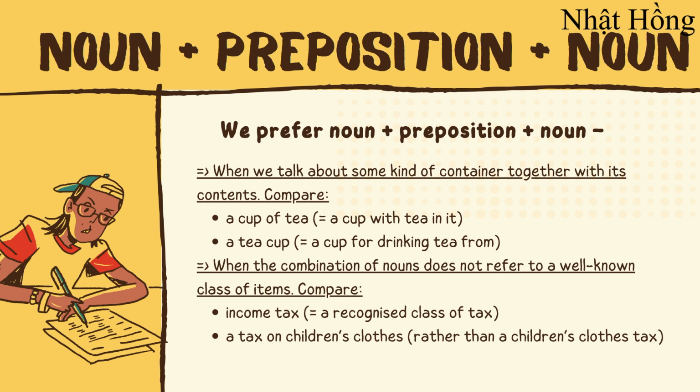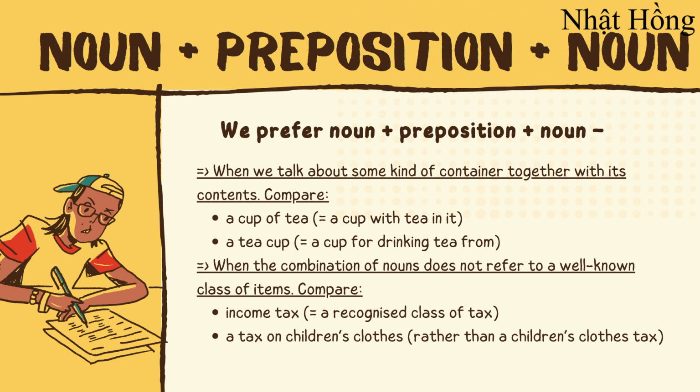Next, let's move on to noun plus preposition plus noun. We prefer this structure when we talk about some kind of container together with its content. For example, we say a cup of tea, meaning a cup that has tea in it. But if we say a teacup, we're referring to a type of cup, not necessarily one that contains tea. So here, the preposition of helps clarify the meaning.